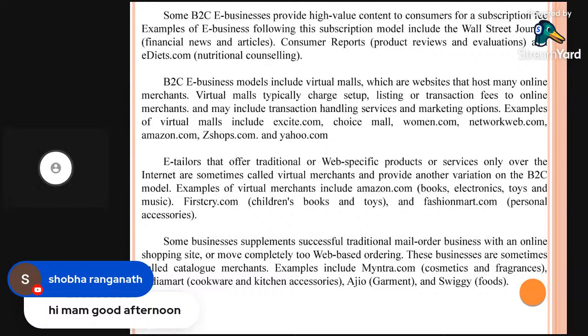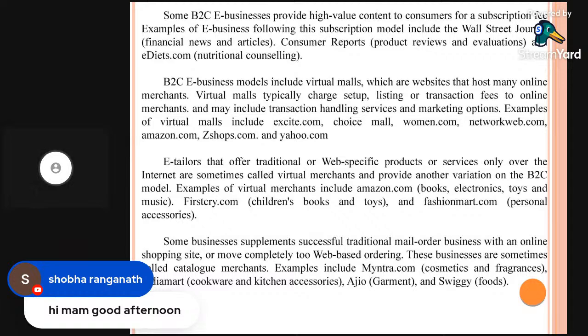E-tails, which offer traditional or web-specific products or services over the internet, are sometimes called virtual merchants and provide another variation in the B2C model. Examples of virtual merchants include Amazon.com for books, electronics, toys, and music, and First Cry for children's books and toys, and even for apparel and other things. And fashionmart.com is for personal accessories.